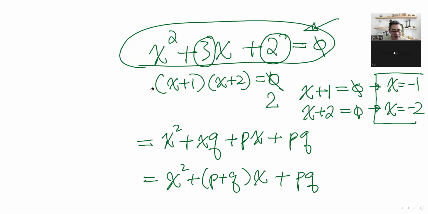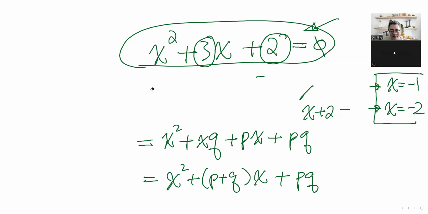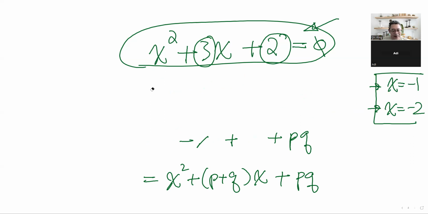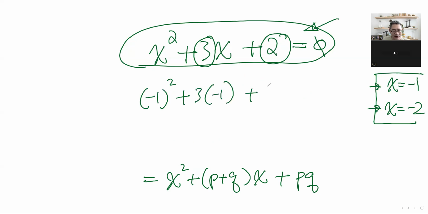Yeah. And we can actually try it to confirm, by plugging in our answer. That's what we call verification. So we got -1 squared plus 3 times -1 plus 2. That gives us 1 minus 3 plus 2. That's 0. Good. This is a solution.